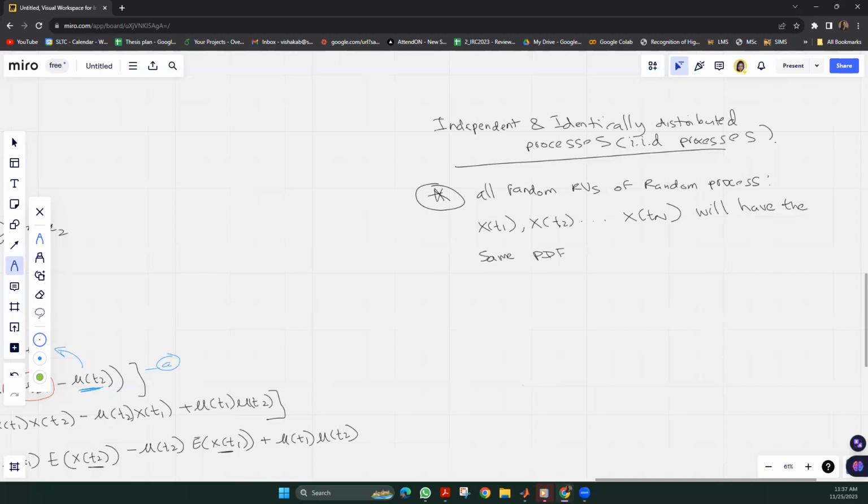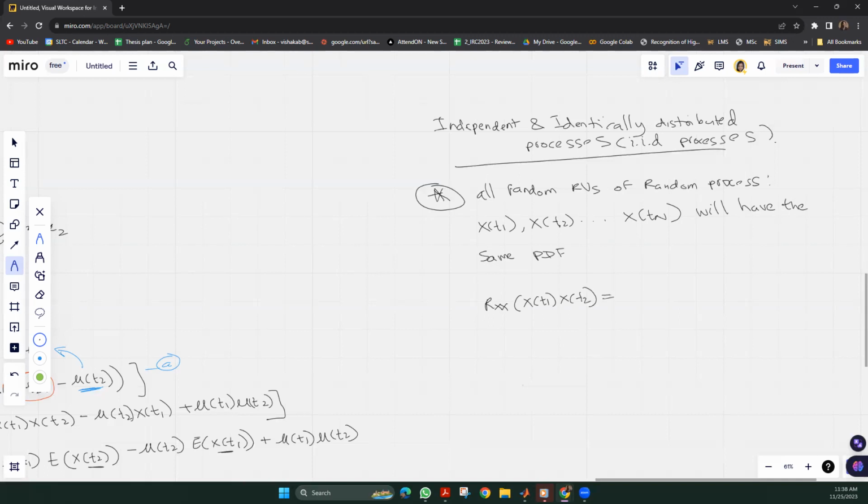Then we can also define the autocorrelation between the random variables in an IID process. The autocorrelation we denote using RXX, and we have two random variables, xt1 and xt2.